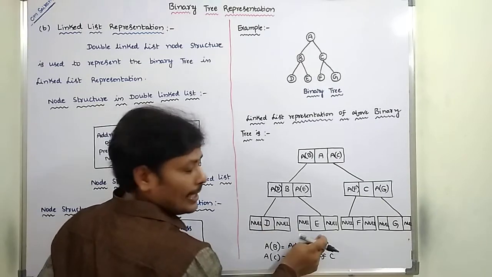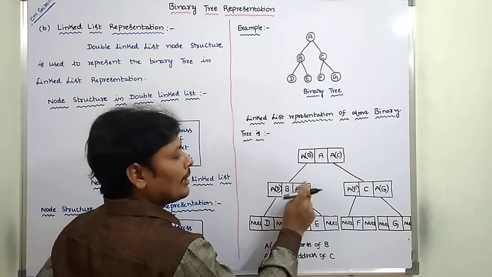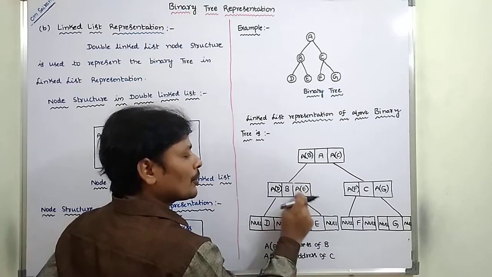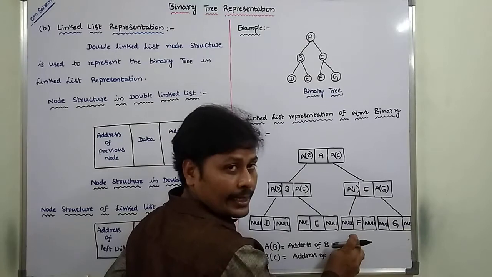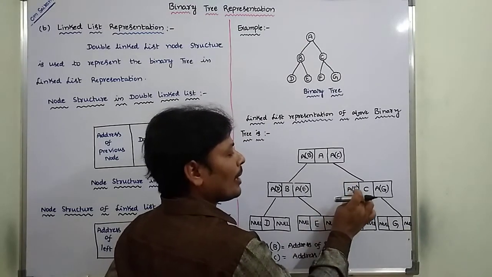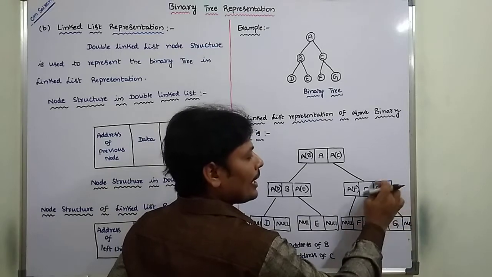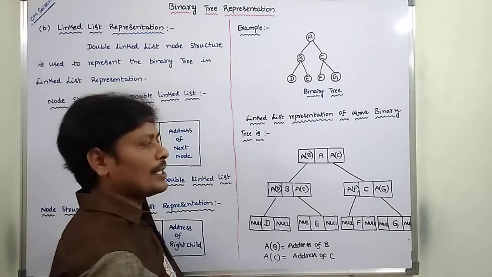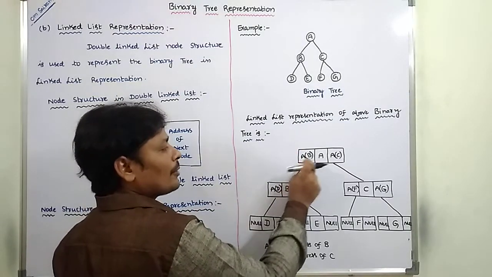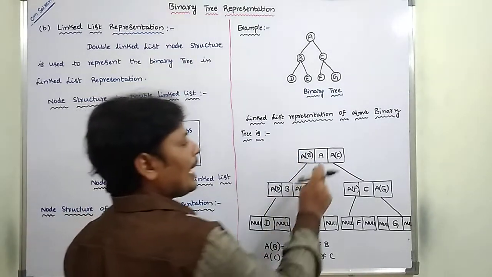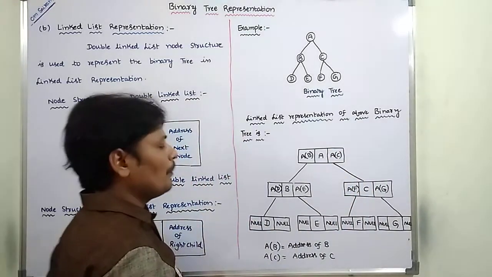B right child is E. So here we have to write address of the right child. Right child is E. We have to write address of E. Next, C left child is F. So here we have to write address of F. C right child is G. Here we have to write address of G. A left child is B. So here we have to write address of B. A right child is C. Here we have to write address of C.